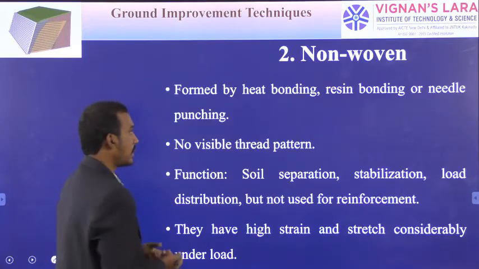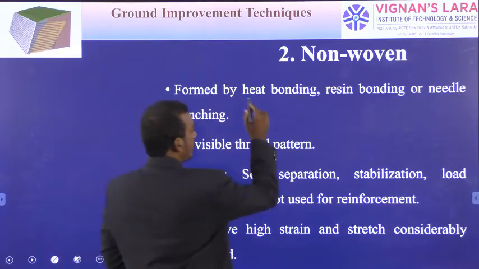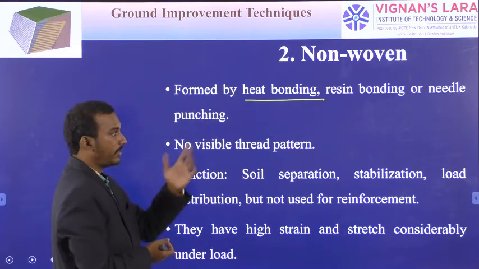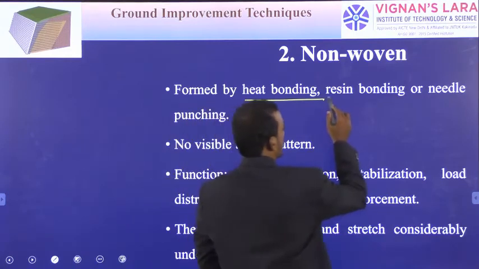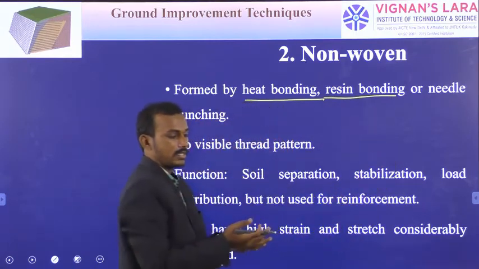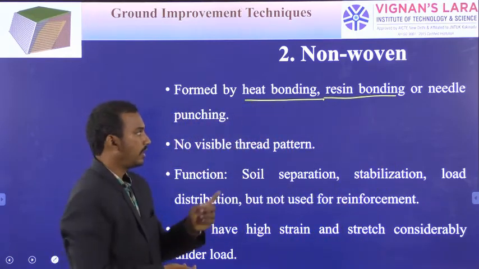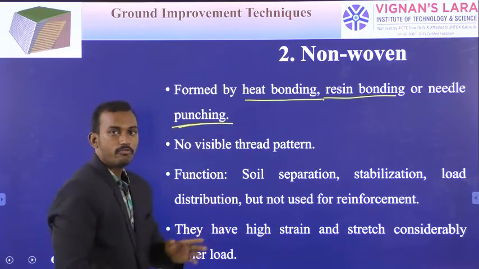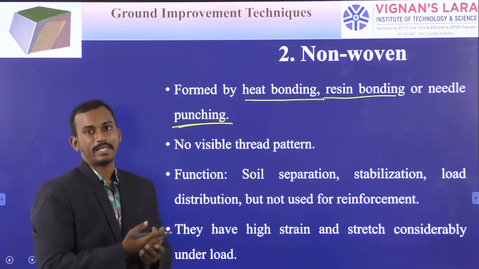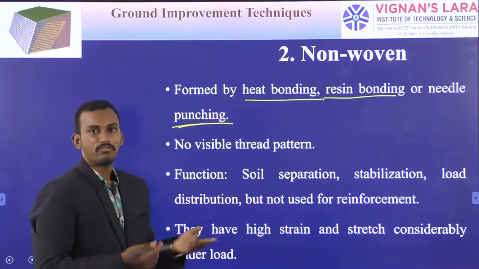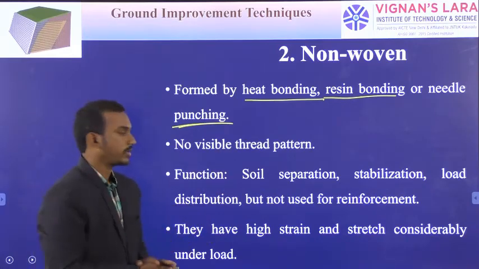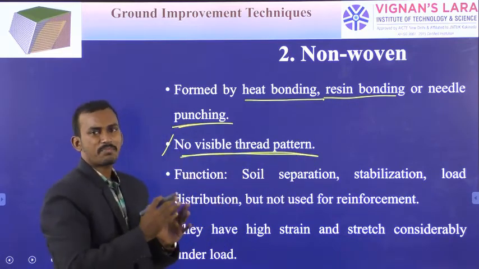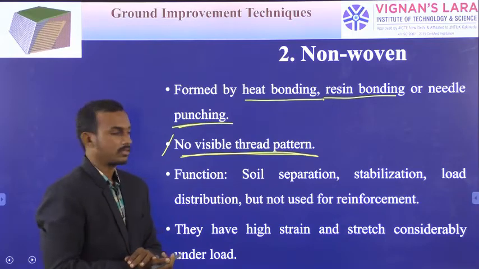Then the second one is non-woven. These are formed by heat bonding. That means you have to attach them with heat, or resin bonding, that means any other binding material, or needle punching. In these three ways, we make them jointed or attached. Likewise, in the previous one, we just interweaved one another. There is no visible thread pattern. If you see, there is no regular pattern. These are just zigzag.